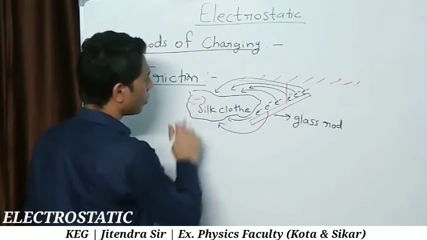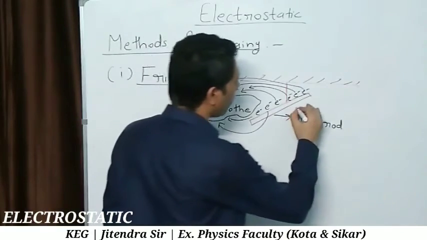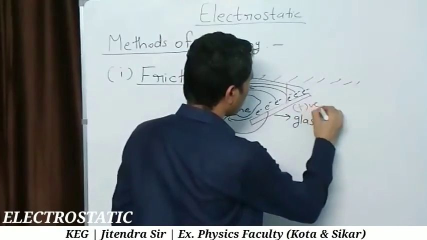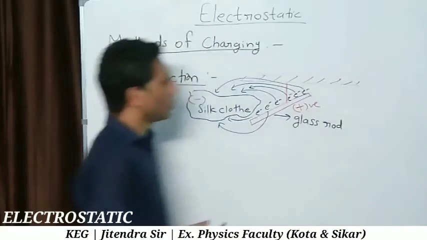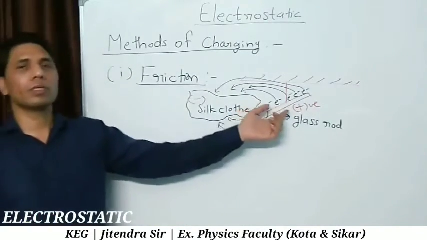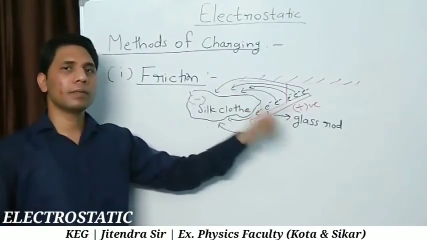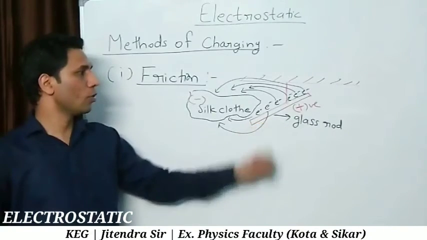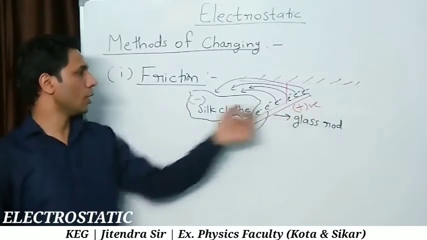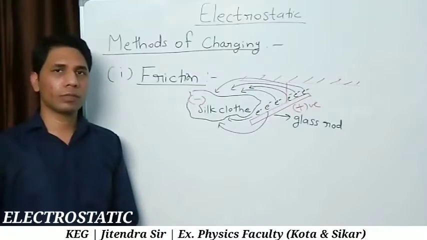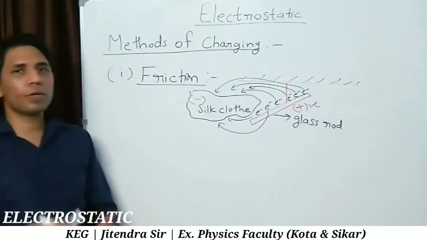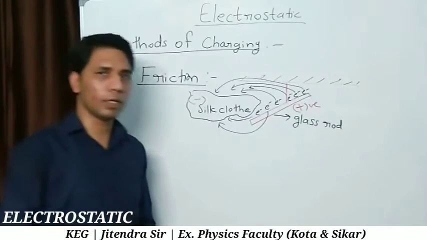Here will be negative charge on the silk cloth and here will be positive charge on the glass rod, because the number of electrons is less than in the previous condition. So it will get positive charge and the other will get negative charge. So how the friction works, you can understand it. Okay.